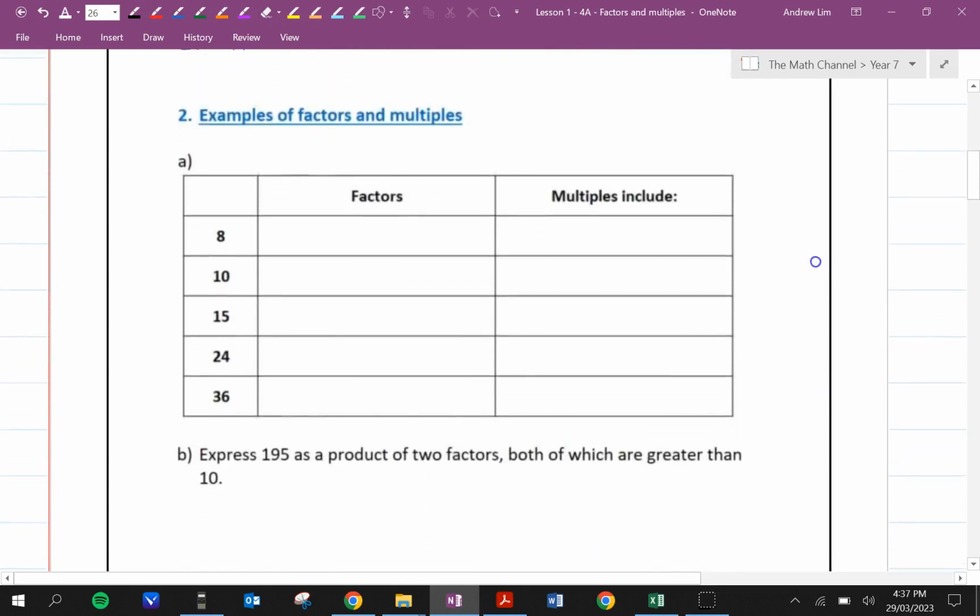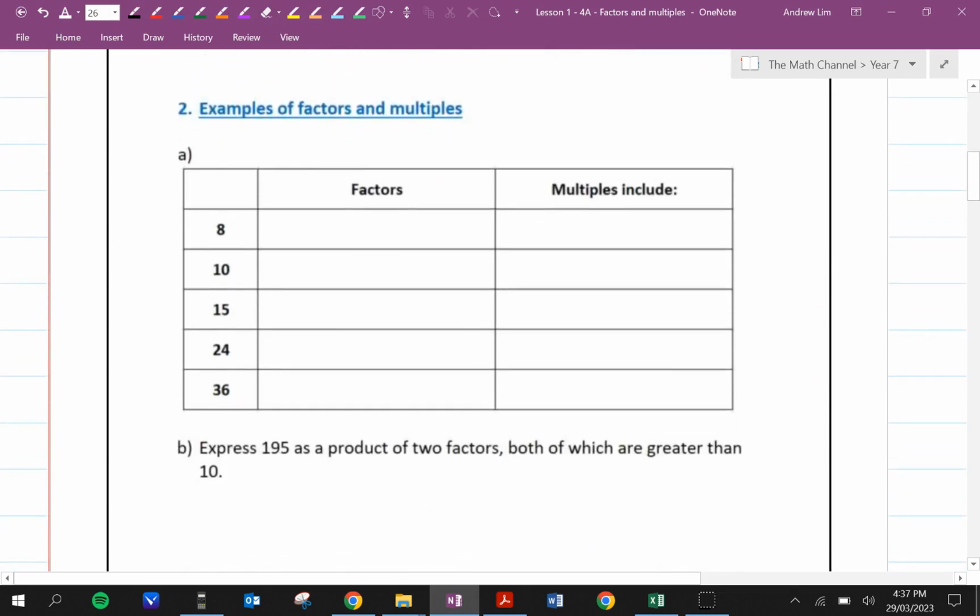Let's have a look at some examples. Can I get you to pause the video and have a go with writing the factors and some multiples, maybe the first 5 multiples, of each of these numbers: 8, 10, 15, 24, and 36. Then you can continue the video to check your answers.